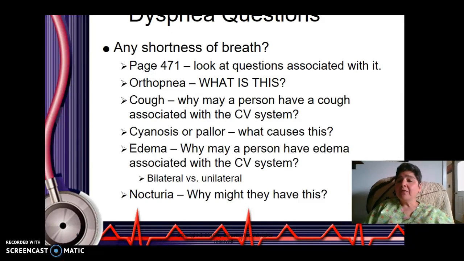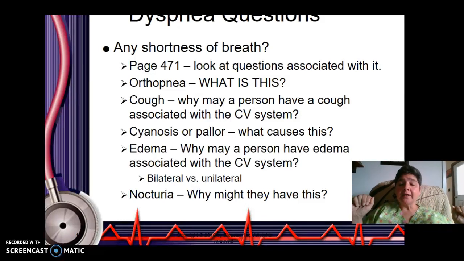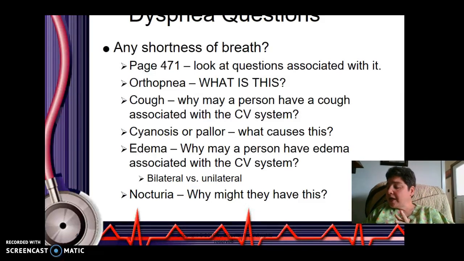So if we're looking for peripheral edema, we're looking in our arms and our legs. If we're looking for peripheral cyanosis or peripheral pallor or again, peripheral edema, then we're going to be looking in the arms and legs. Bilateral versus unilateral edema. Why might a person have edema? Bilateral versus unilateral.